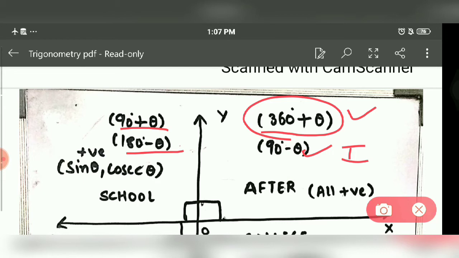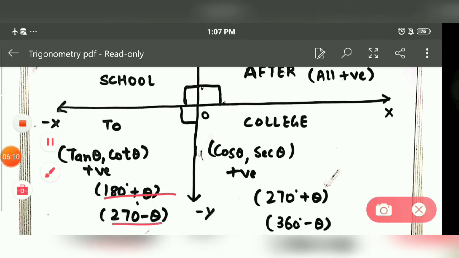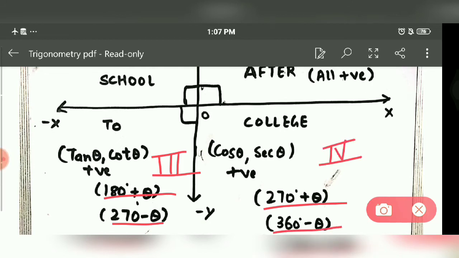90 plus theta and 180 minus theta lie in the second quadrant. 180 plus theta and 270 minus theta lie in the third quadrant. 270 plus theta and 360 minus theta lie in the fourth quadrant.